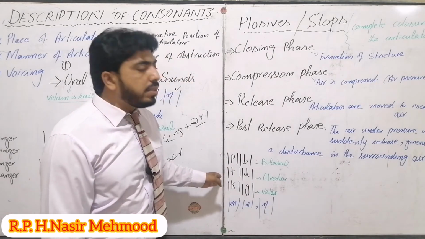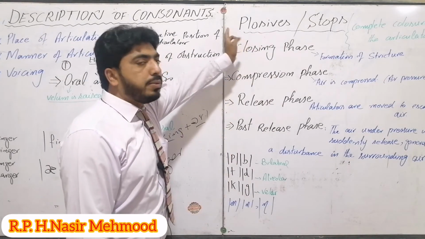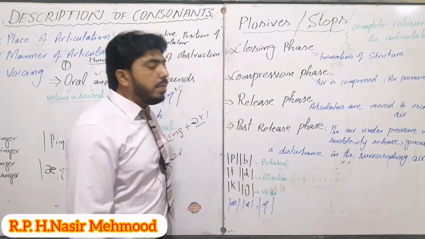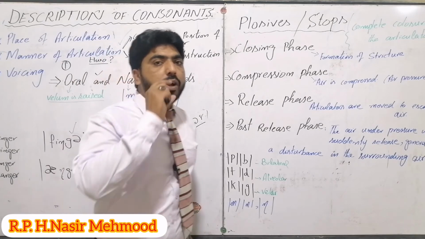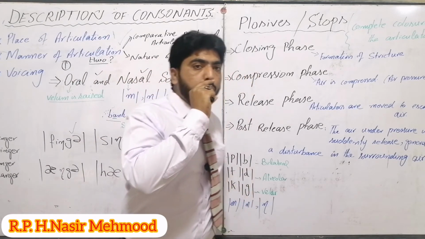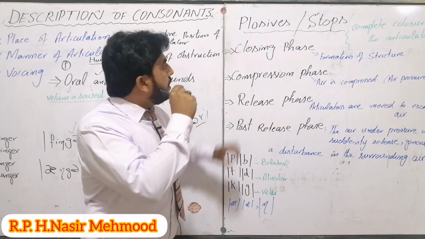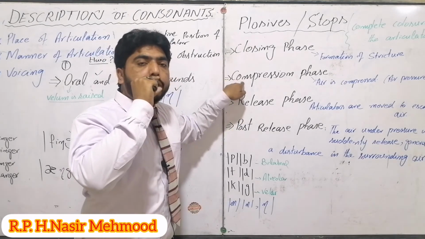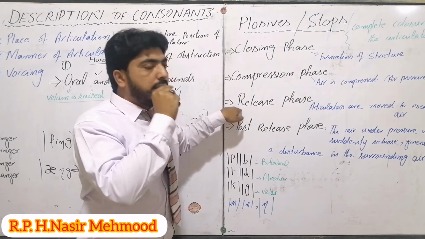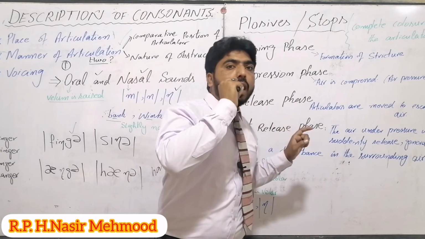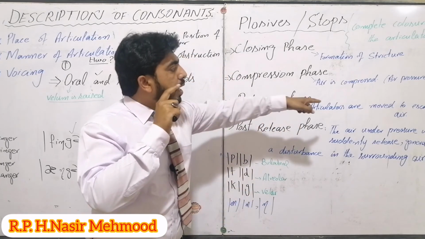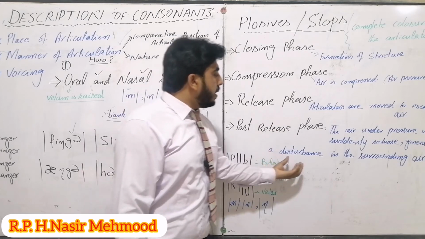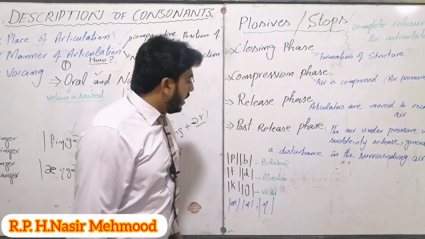These are different examples of plosives or stops or obstruents. These are two bilabial plosives, produced by joining the two lips. In the bilabial, first comes the closing phase, the lips are joined together, air is compressed, and then the lips are moved away in order to let the air escape, and the release of air creates a disturbance in the surrounding air.